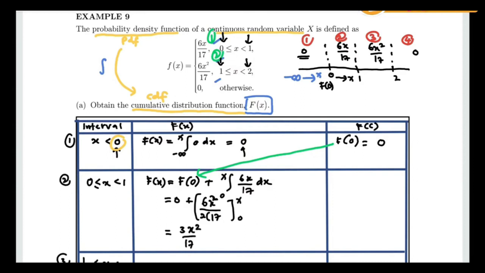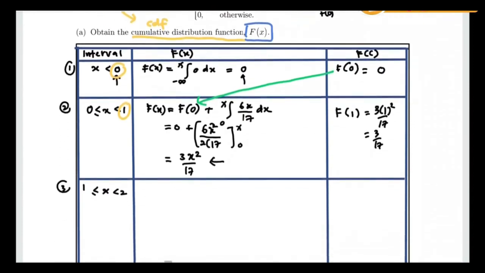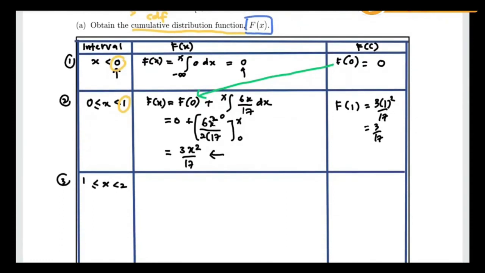We have done that part, and then we proceed to F of c, which is F of 1. Why is this 1? Because the upper limit here is 1, the maximum for this interval. So we substitute 1 into this function, and we get 3 times 1 squared over 17, which is 3 over 17. Then we continue with the next interval.